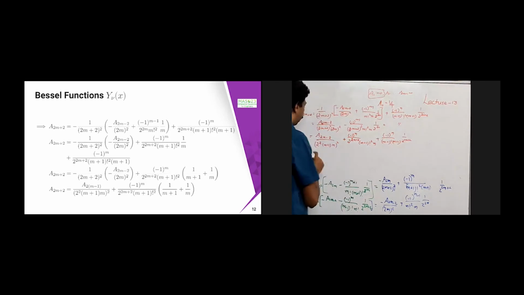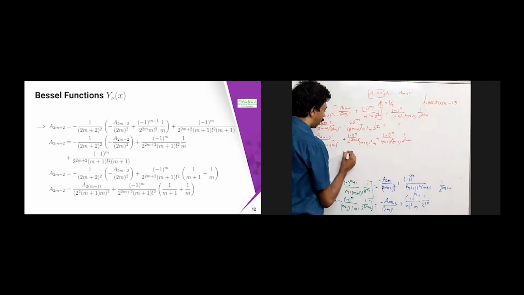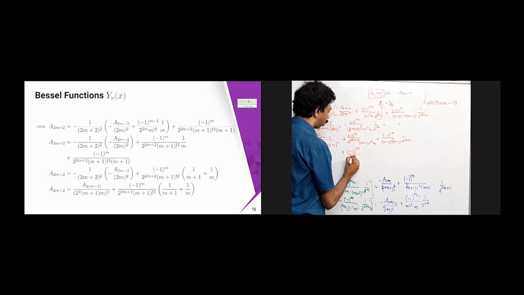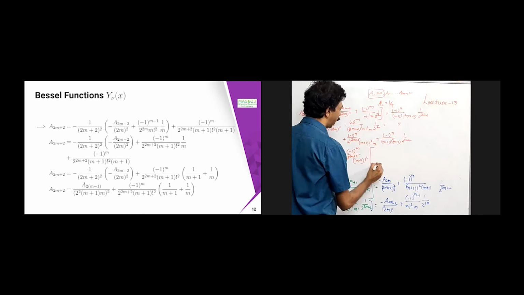So this is going to be as it is. I'm not going to change anything over here. So here, minus 1 power m, 2m plus 2, (m plus 1 factorial) square is common, so I can take it out. So here plus minus 1 power m, 2 power 2m plus 2, (m plus 1 factorial) whole square, I'm going to take it out. Then remaining I have 1 by m here and 1 by m plus 1 is here.